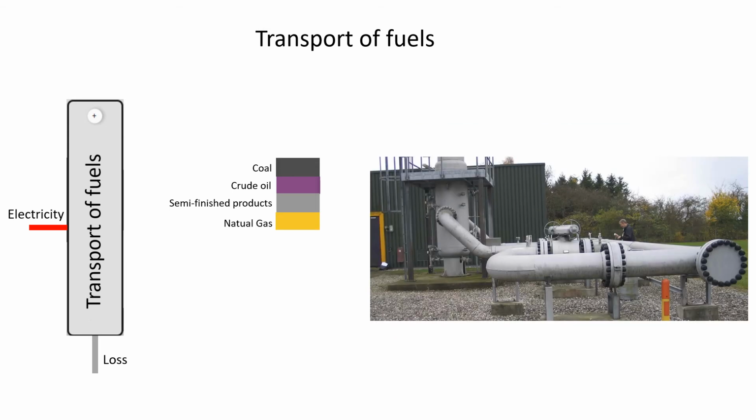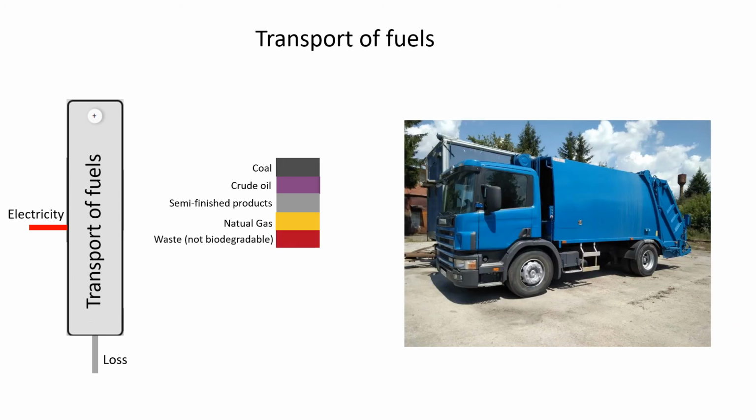Next up is natural gas. Natural gas is transported through our natural gas pipeline infrastructure. Waste can be transported in lorries, as shown in this picture, where it is transported to different plants where it can get converted into secondary energy.